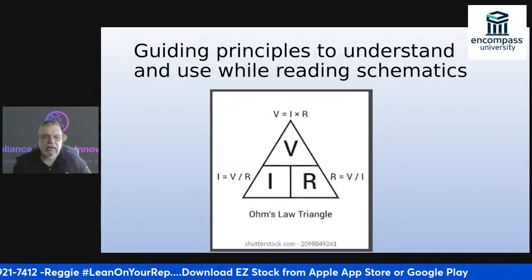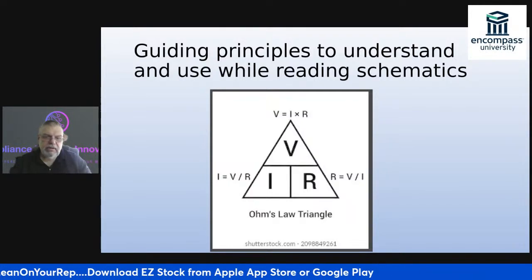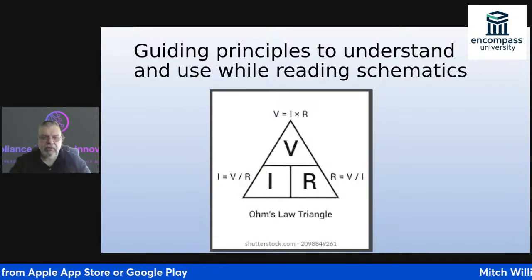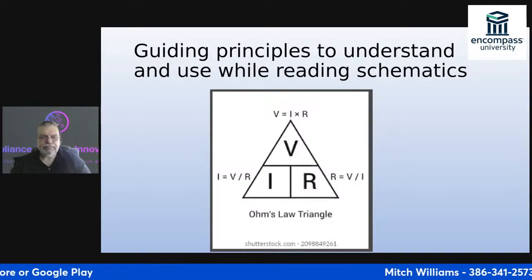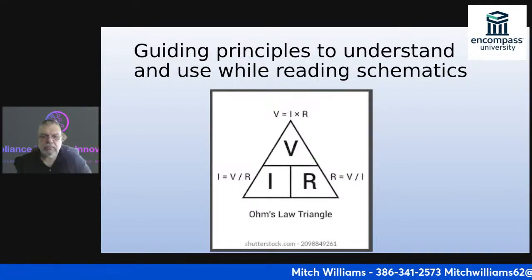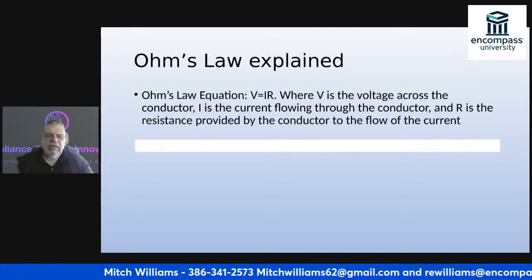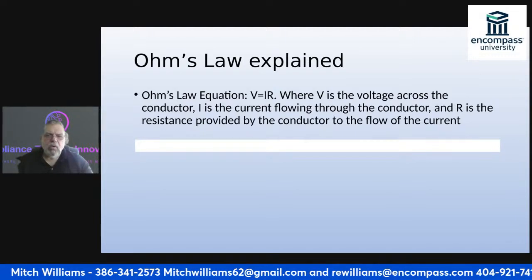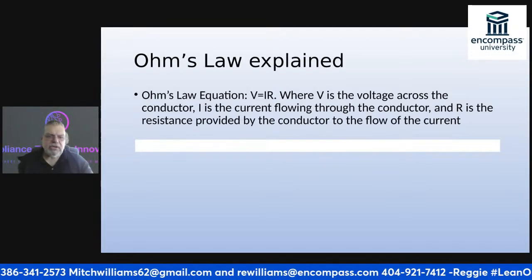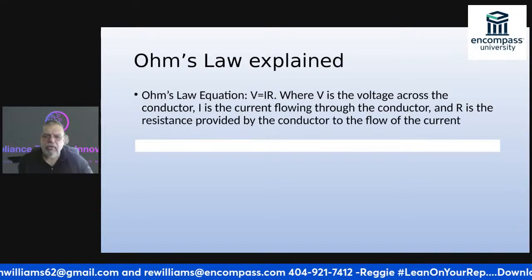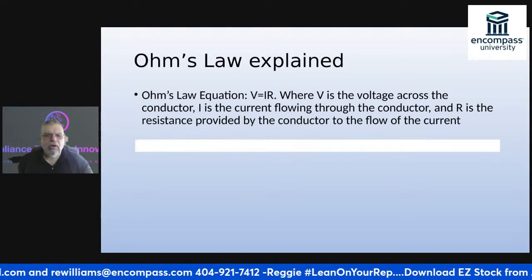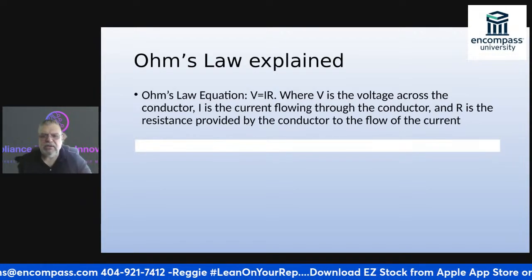If I have the resistance, that equals the voltage over I. So once again, V equals IR, where V is the voltage across the conductor, I is the current flowing through the conductor, and R is the resistance provided by the conductor.